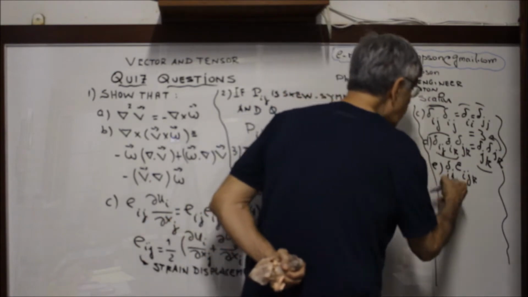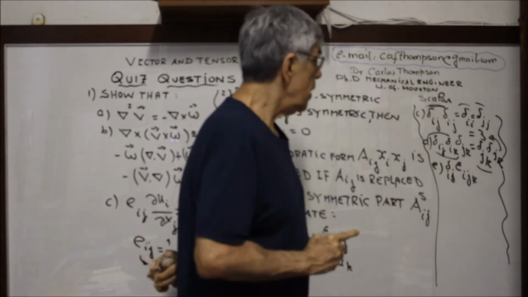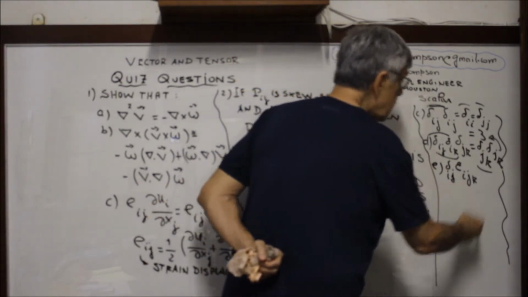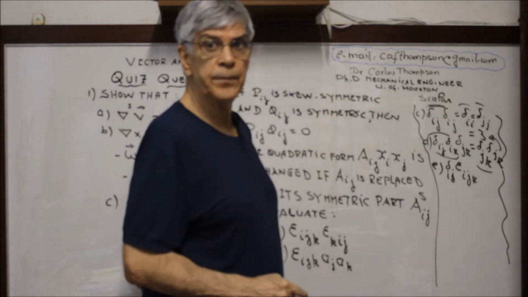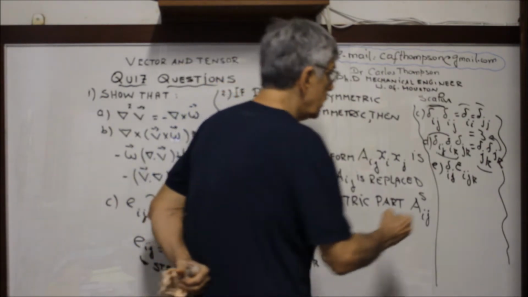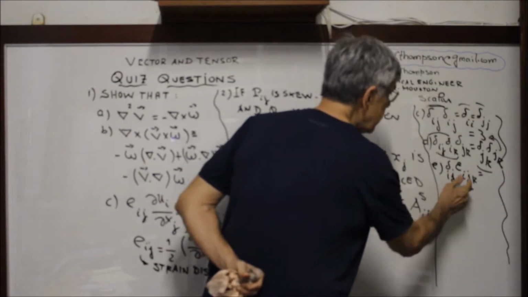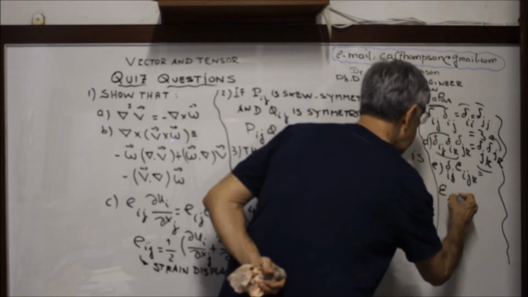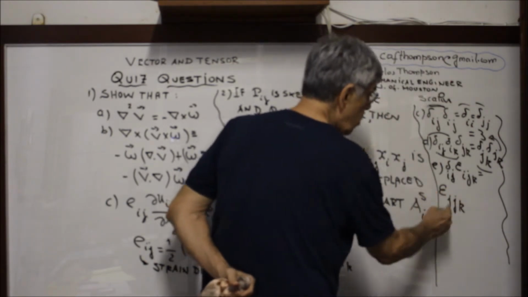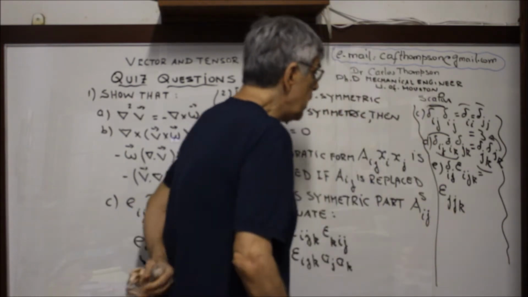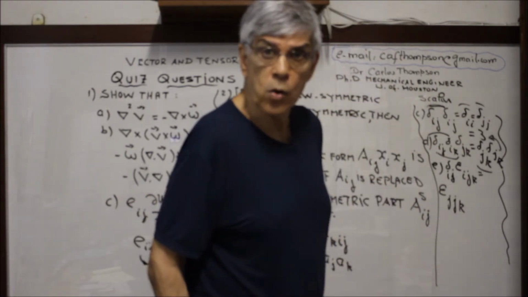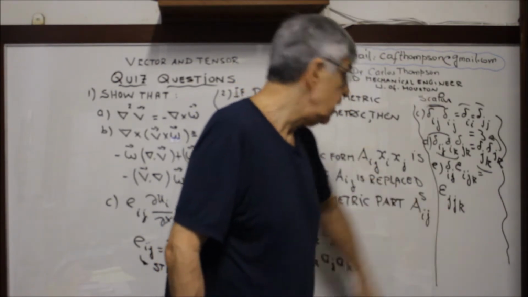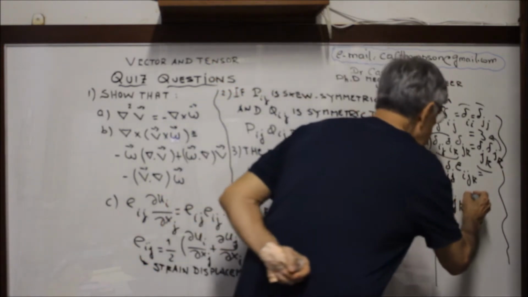Now delta ij is a symmetric second order tensor, and epsilon ijk is a skew-symmetric third order tensor. Now let's do this. You see, delta ij, I remove i and put j, so this is equal to epsilon jjk. Now jjk, do you remember? Epsilon 1,1 is 0, epsilon 2,2 is 0, epsilon 3,3 is 0. So this is a dummy index. This will be 0.